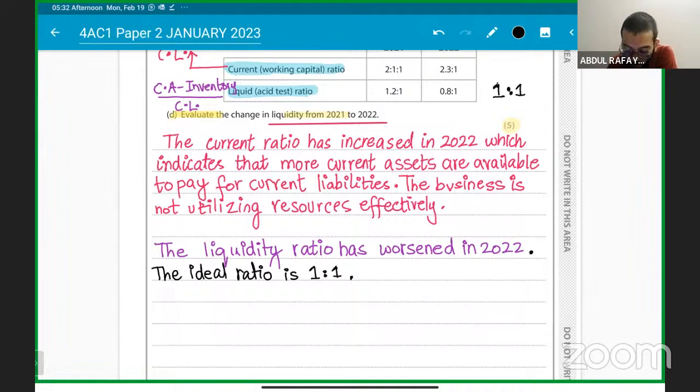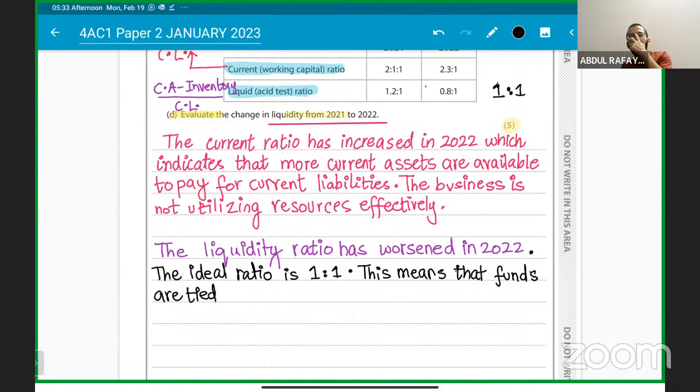So what will be the reason? This means, what's the problem here? Why has it reduced? From 1.2, previously you had 1.2 assets to pay for a liability. Now you have less than one asset to pay for a liability. It means that the money is being tied up in the inventory. This means that funds are tied up in the business.